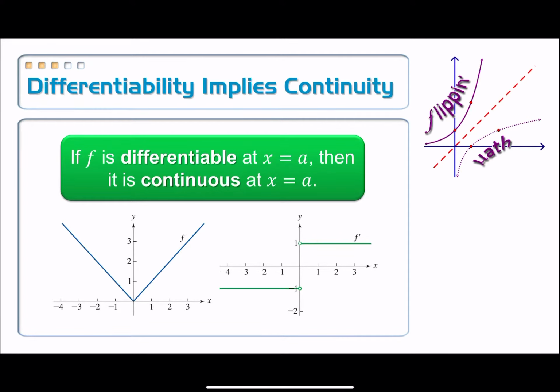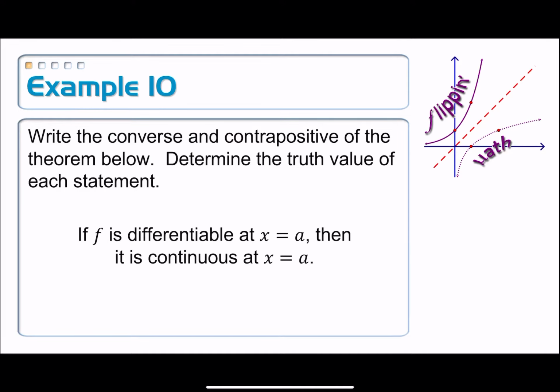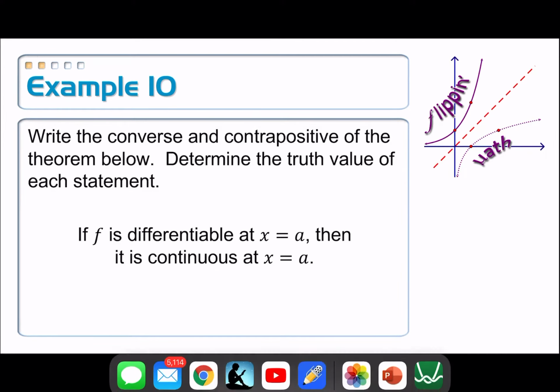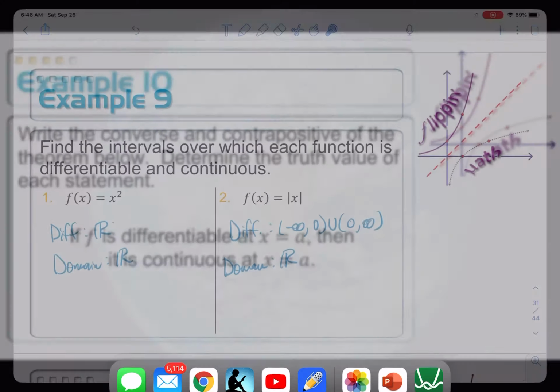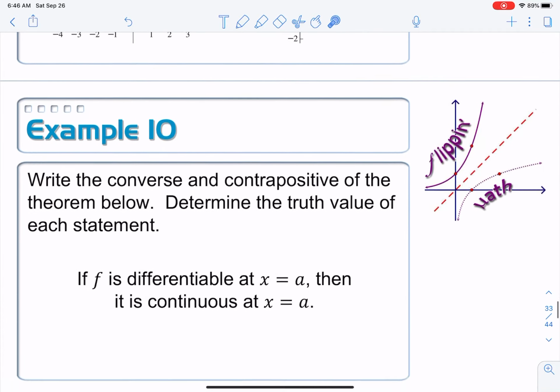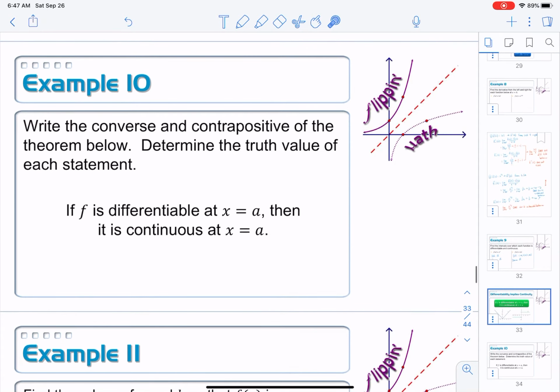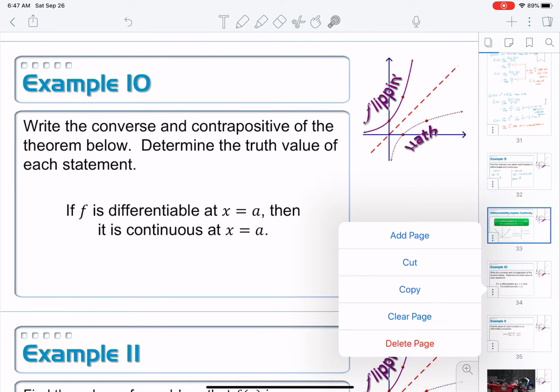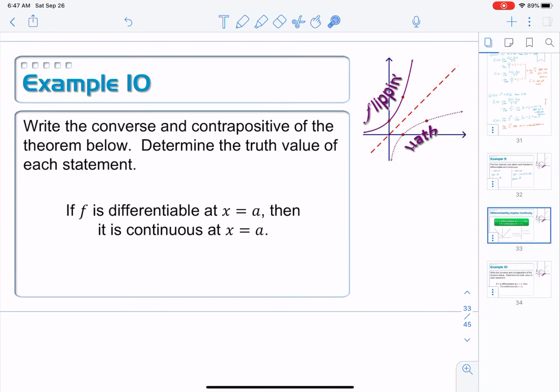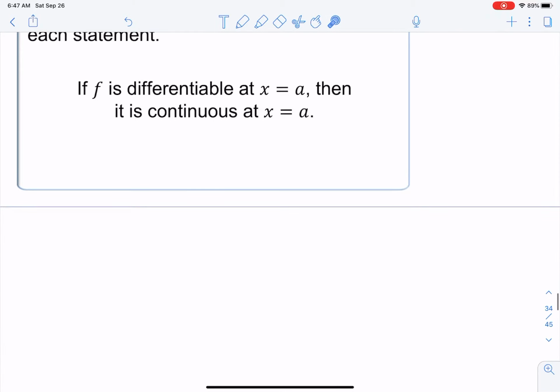Let's look at this in reverse. Remember, you can take an if-then statement, and you can take the converse. You can flip it around. The converse and the contrapositive of the theorem below. It's the same theorem that we were just talking about, and determine the truth value of each statement. Well, it sounds like we're in geometry again. I hope this does not induce any kind of anxiety or nightmares. Let's add a page in here. Converse. Oh, well, let's do a recap here.